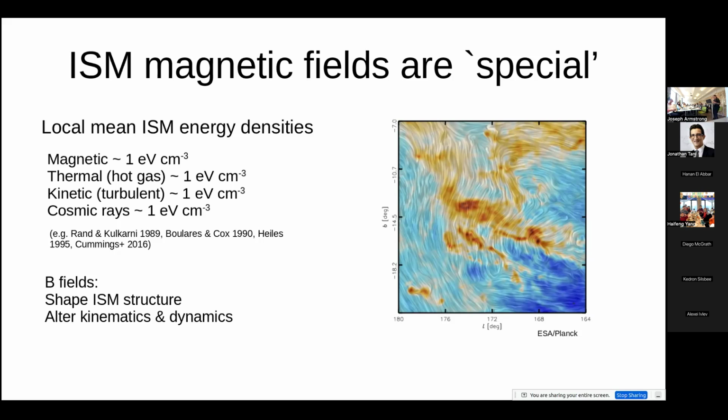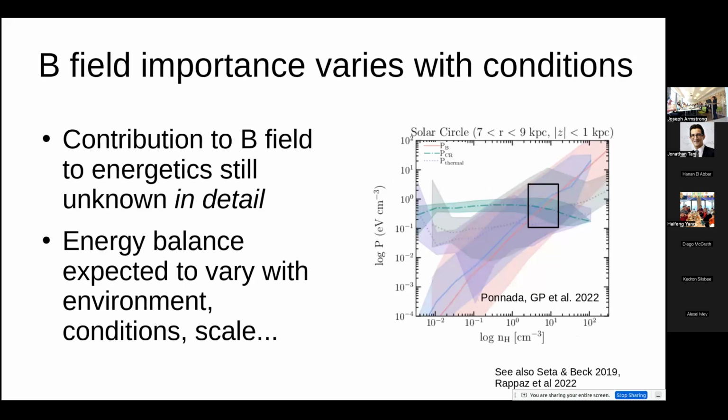So magnetic fields in the ISM are special, but we really don't know how special they are because the importance of the magnetic field varies with conditions. What I'm showing you here on the right is a plot from a simulation where they've taken a Milky Way type galaxy and evolved it from cosmological initial conditions to z of 0, redshift of 0. Inside the simulation, there's feedback, there's heating and cooling, there are cosmic rays and magnetic fields. And here you're seeing the different components of the ISM of that simulation. The y-axis is energy density or pressure of those components, the x-axis is the density of the gas.